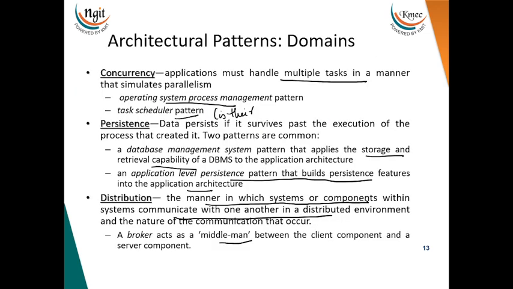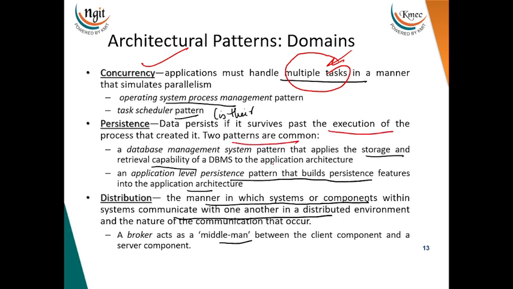What is this pattern? In architecture, concurrency will occur. The application must handle multiple tasks. What do you mean by multiple tasks? They run in parallel, or under an operating system management system. Scheduled tasks are there. When you have multiple tasks, the pattern can handle it. We have already discussed this in our previous videos. What do you mean by architectural pattern? Multiple tasks and task mapping. Persistence, data persistence is there. If you execute one part of it, it's already there. It survives the execution of the process.